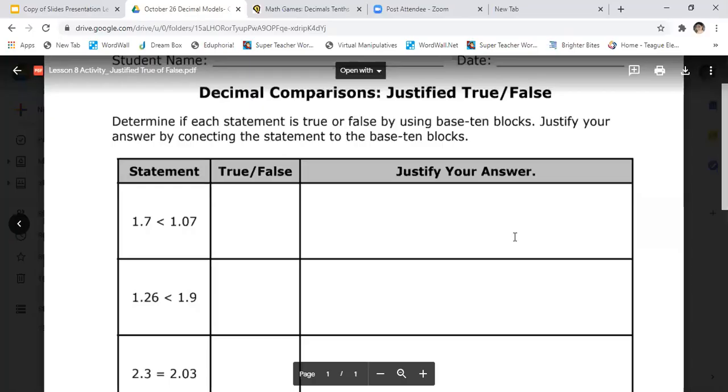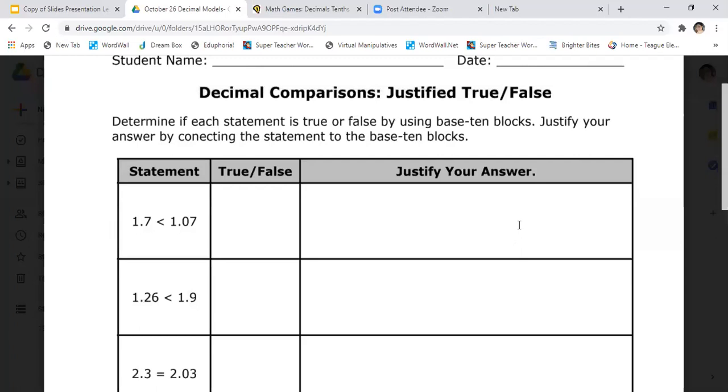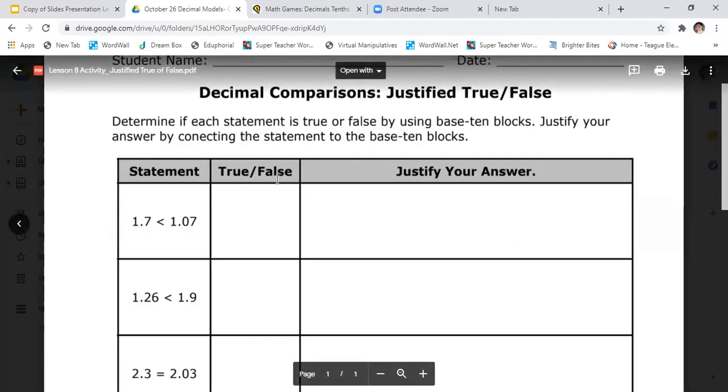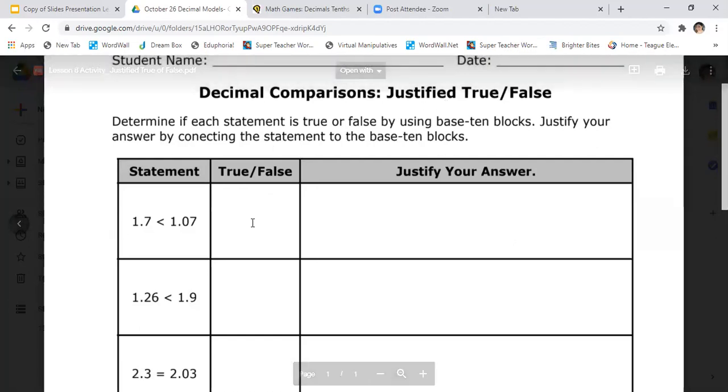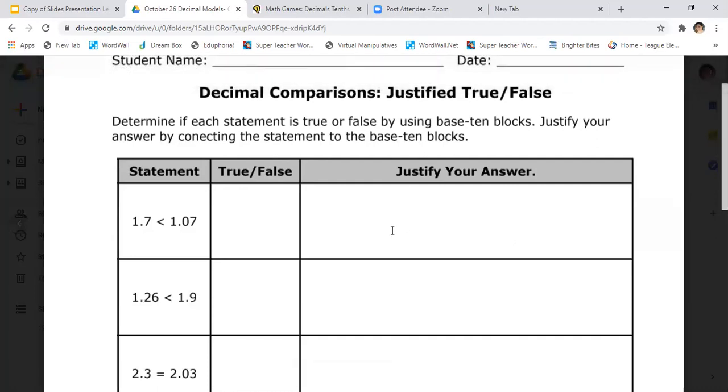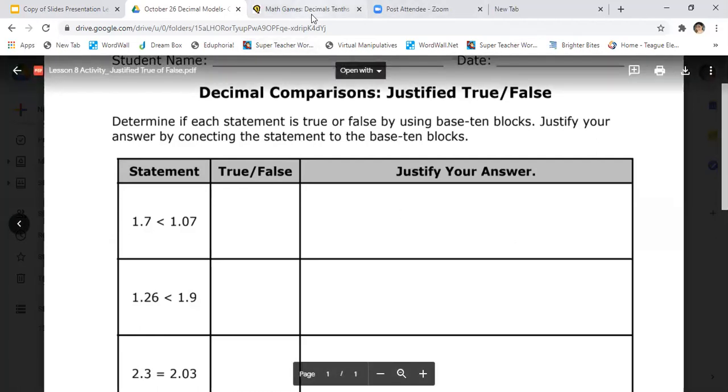So please use your decimal squares as you're doing your work today. So just to let you know, this is what your work looks like today. And every student will have a copy of this assignment. And you tell, yes, it's true, nope, it's false, and then tell why you know that. But also use your decimal squares with your highlighters. That's very important.